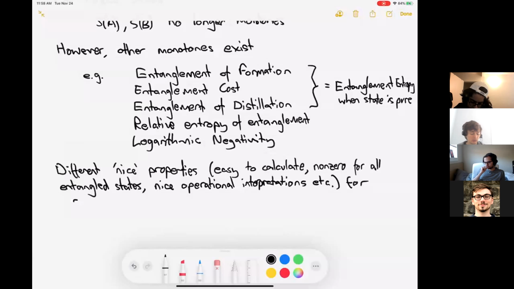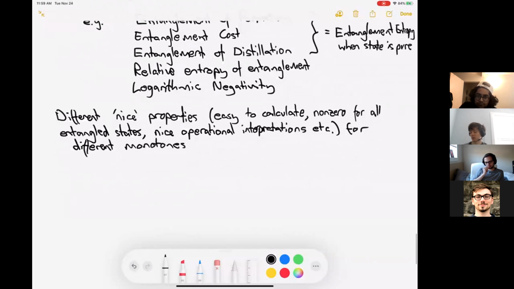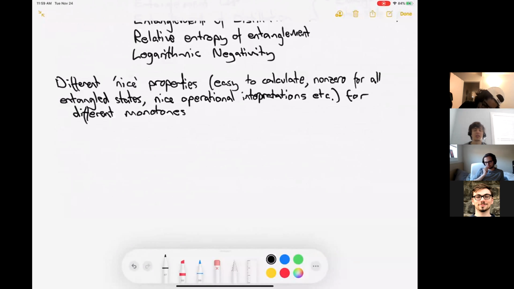Okay, any questions about entanglement monotones and why we should care about them, what the point of them is, stuff like that? Okay. Great. I'm not going to go into any more detail on them because there's a lot to talk about, and you guys have projects to do. It's the very end of the semester, so I don't want to get too into the weeds.